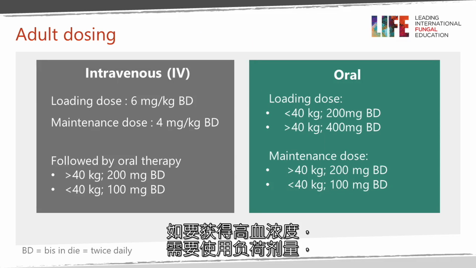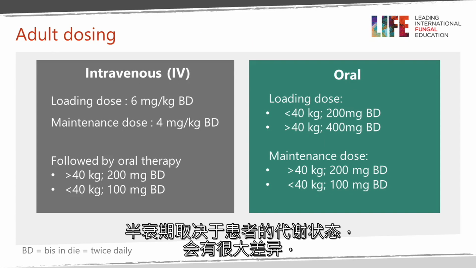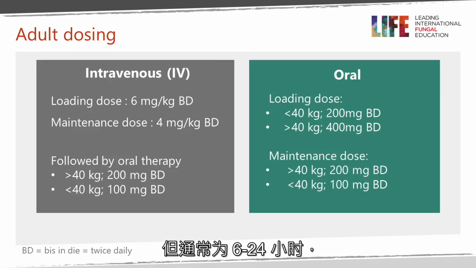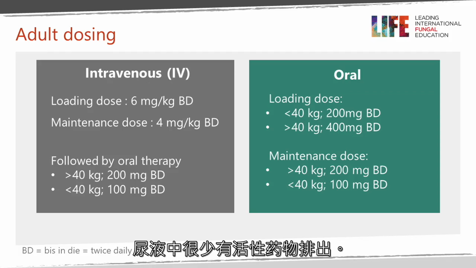To get high levels in the blood, a loading dose is recommended, particularly when intravenous therapy is recommended. The half-life varies a lot depending on the patient's metabolic state, but is typically 6 to 24 hours, and therefore twice daily dosing is the norm for Voriconazole. Very little active drug is excreted in the urine.